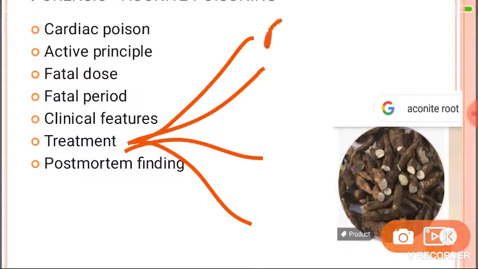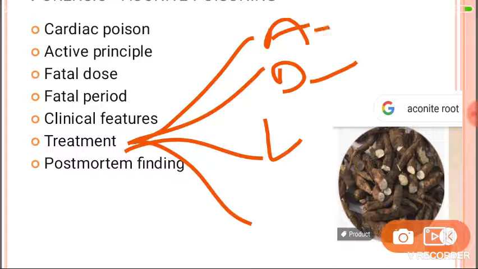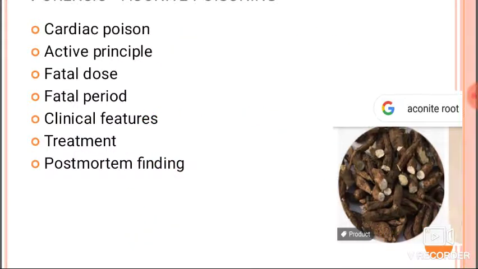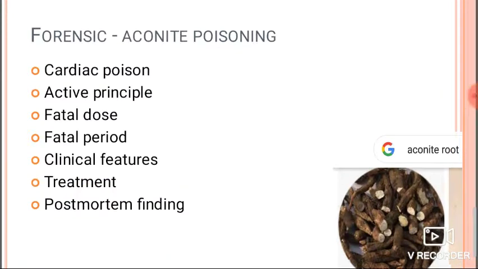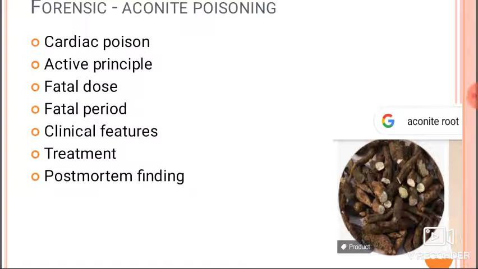Atropine, digitalis, lidocaine, procainamide, phenytoin to counter cardiac arrhythmias. Digoxin to counter the depressive action on heart. Atropine to avoid the vagal inhibition of heart. Apart from that, you are giving oxygen inhalation, right? That's all. Then coming to the last part here, post-mortem finding. Now what will you find in post-mortem finding in aconite poisoning? Basically, nothing specific you can find.